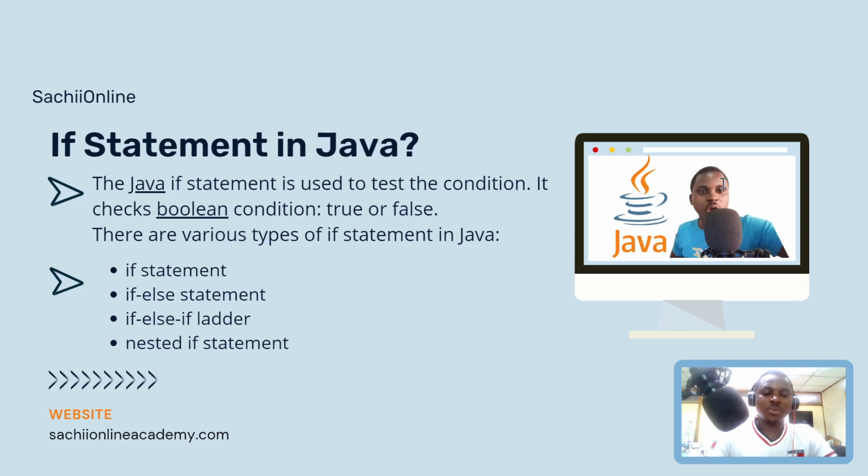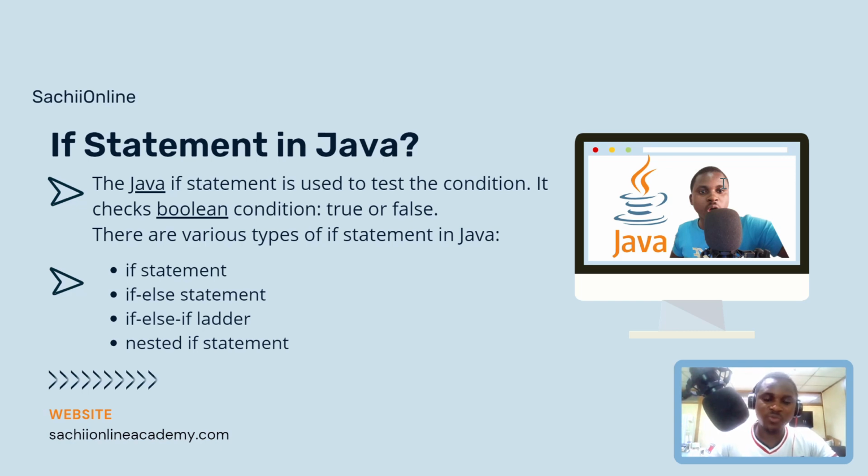So the if statement is one of the statements that we can use for Java control flow. The Java if statement is used to test a condition. Normally we want to test the condition, and it checks a boolean condition, which is true or false. So you need a boolean condition which returns true or false, and if it is true, we can do something that you want to do there.